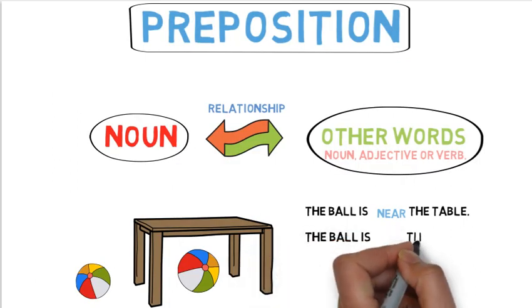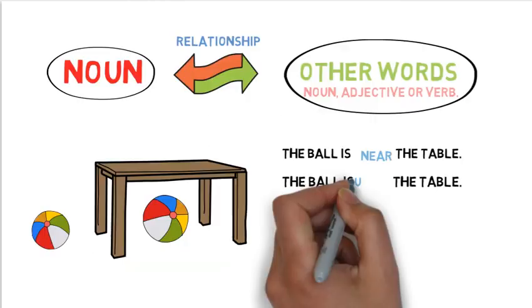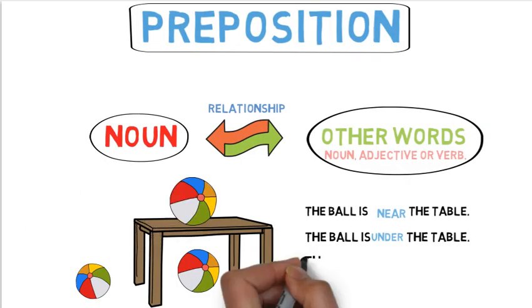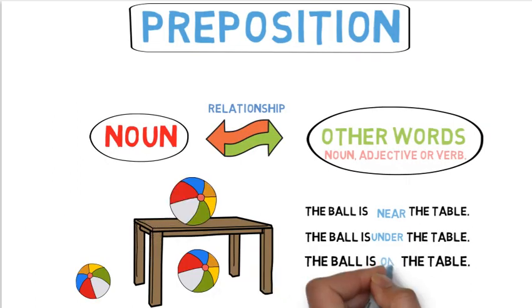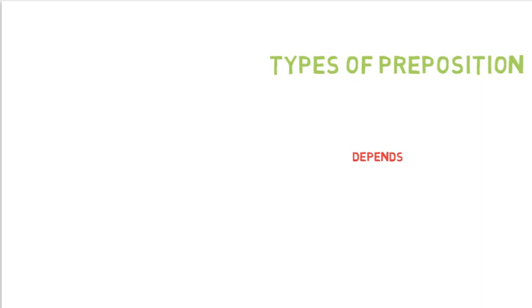Second example: the ball is dash the table. Now where is the ball? The ball is under the table. So the word under is a preposition. It is showing us the relation of the ball and the table. Where is the ball? The ball is on the table. So on, under and near, these are prepositions.